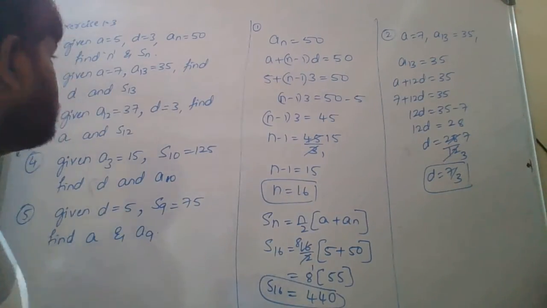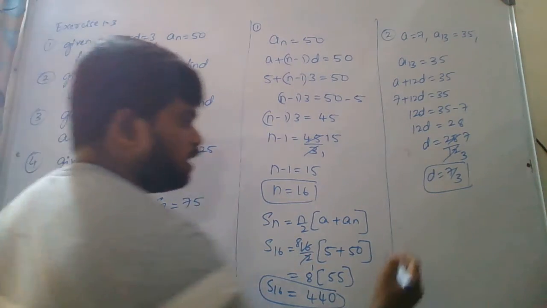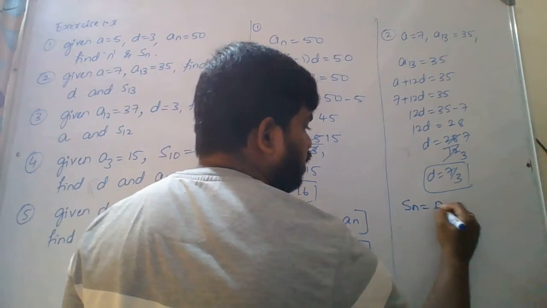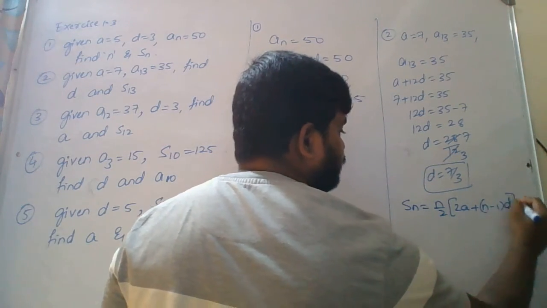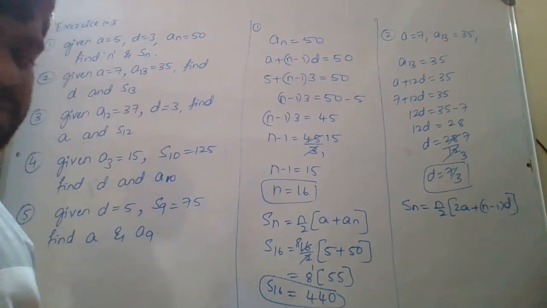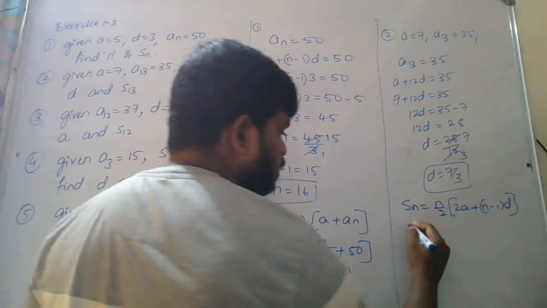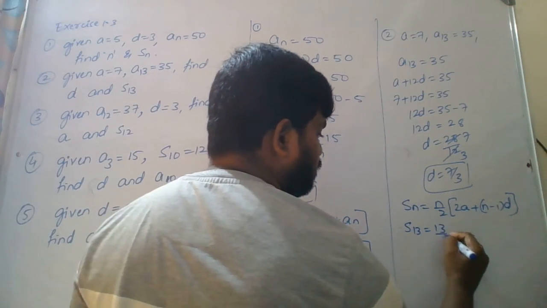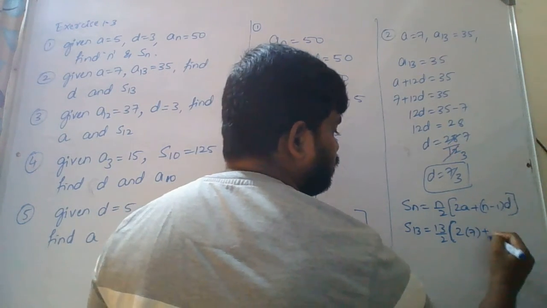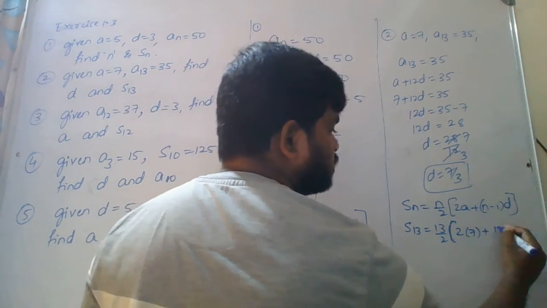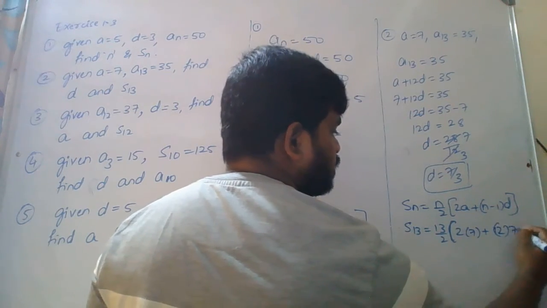Now let's find S13. First let's write the Sn formula: n by 2 into 2a plus n minus 1 into d. Or you can also take a plus a13, no problem. S13 is equal to 13 by 2 into 2 into a, which is 7, plus n is 13, so 13 minus 1 is 12 into 7 by 3.